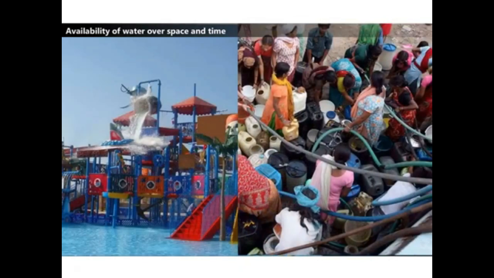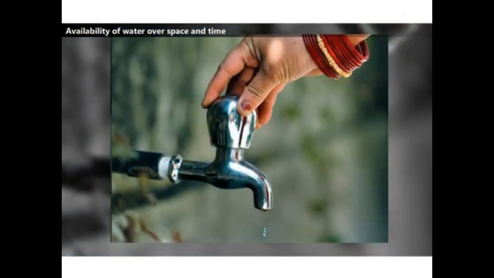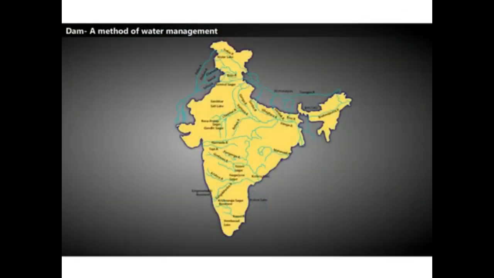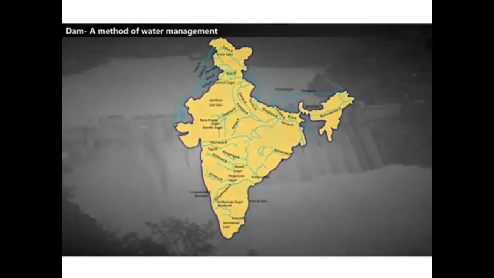Look at the two pictures taken in the same city. How do you justify a water theme park in a city with acute water shortage? Thus, we need a proper management of the water resources. Let us know how the process of water management evolved in our country.